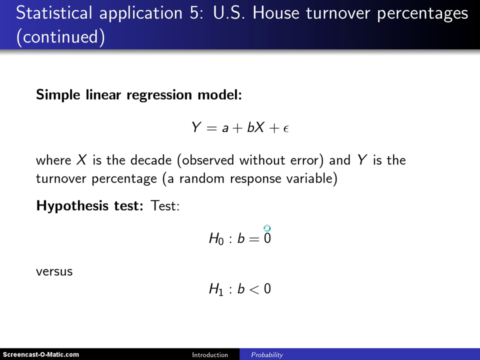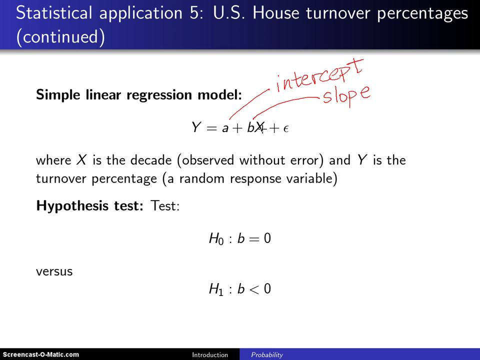Now, on the next slide, one thing you could do with this particular data set is fit a simple linear regression model. So that's y, which is going to be known as the dependent variable, will be some intercept a plus b, which will be the slope of the line, times our independent variable x plus some random error term epsilon.